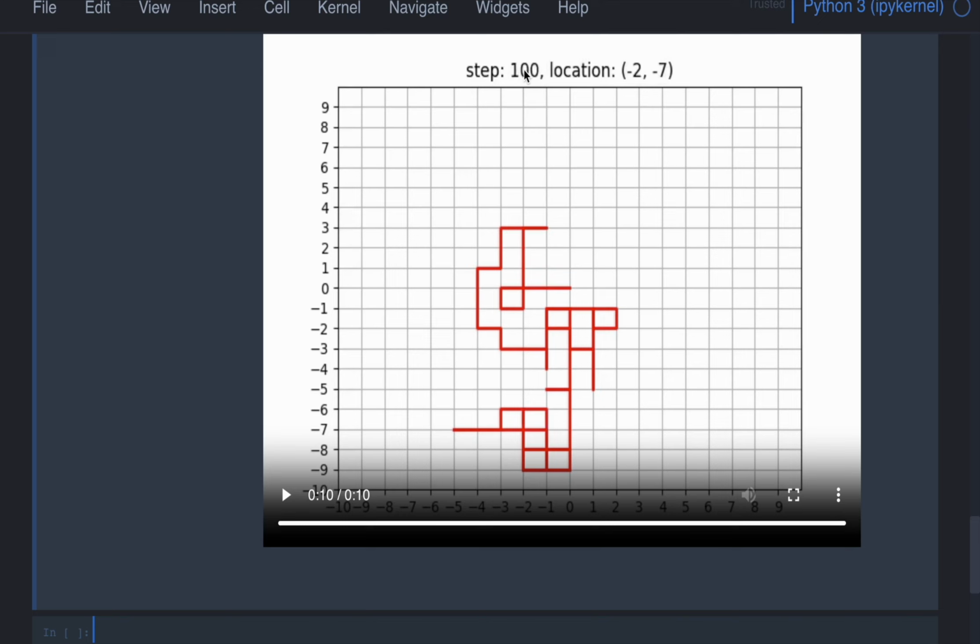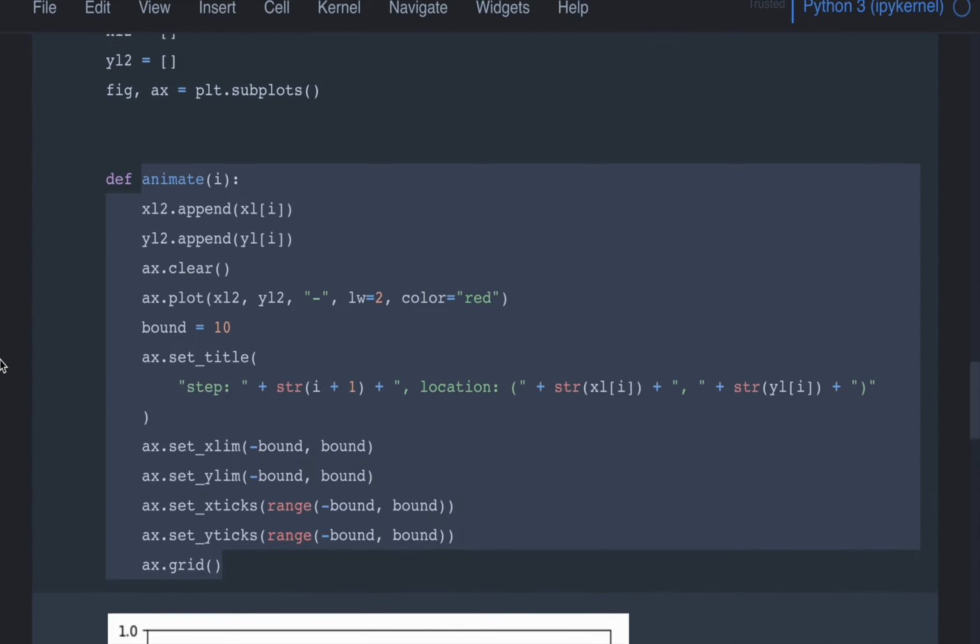All right, so at the 100th step, the person is at -2 and 7. So I guess -2 and 7 is somewhere here. So he visited this coordinate and he went in this direction and he came back. Yes, somewhere here like this. Yeah, so you can see it went and came back like that, right? So let's do one more thing.